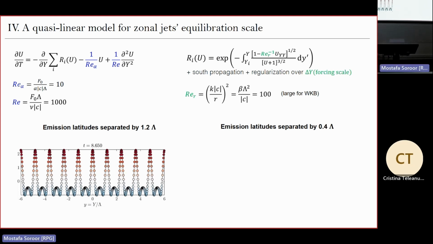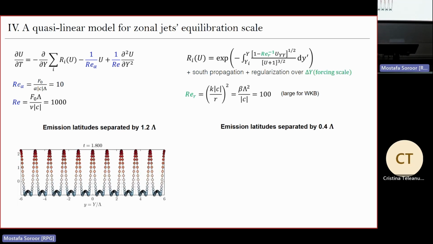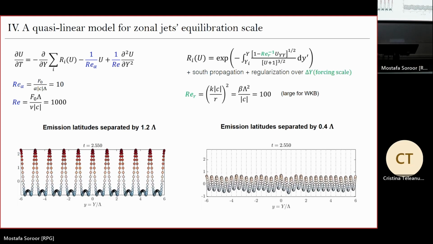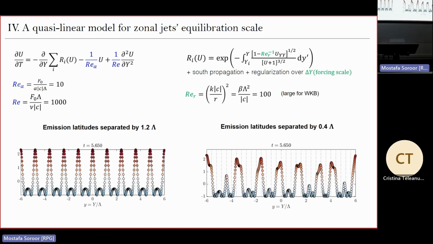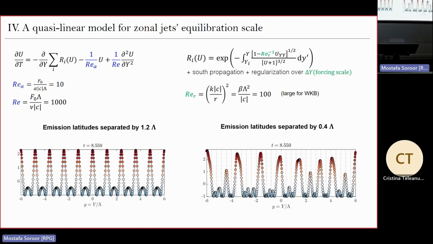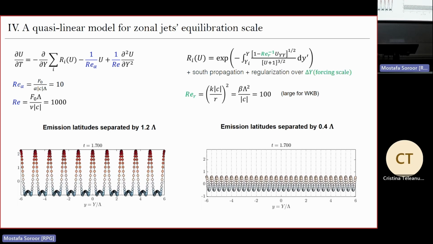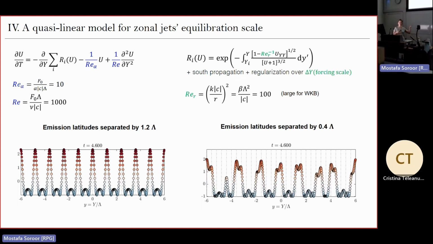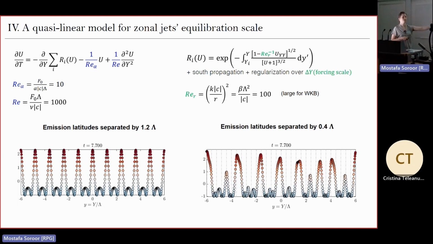Now the second case, on the right, the waves are emitted closer together, separated by 0.4 attenuation distance. You see that we start with these individual jets. And after some time, there's an instability that grows on this steady state, and we end up with a new system where the jets have a different amplitude and a different scale. So these are very preliminary results, but it's some kind of proof of concept that this very simple quasi-linear model, where we neglect complex nonlinear interactions, can explain some interesting features of the zonal flows over long time scales.